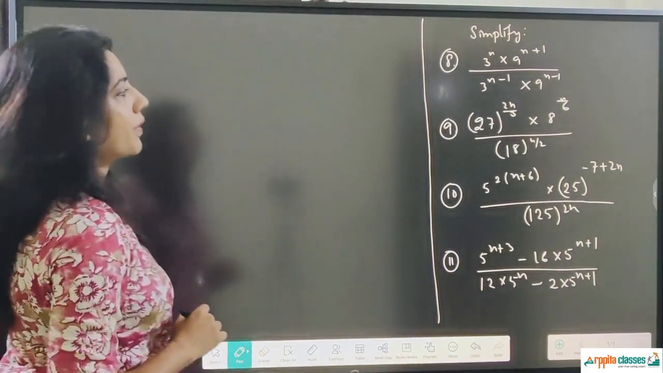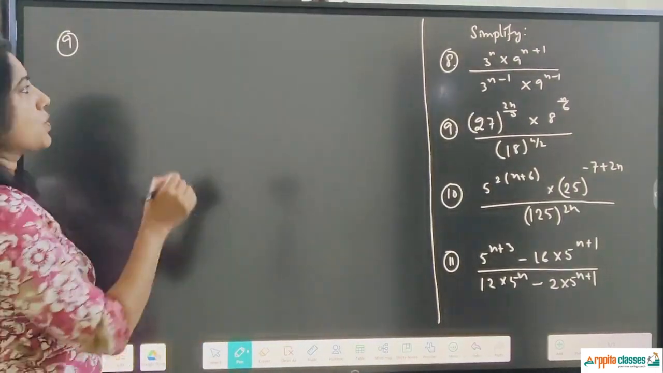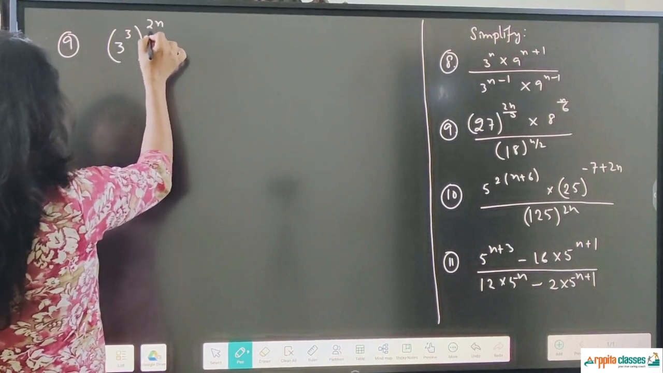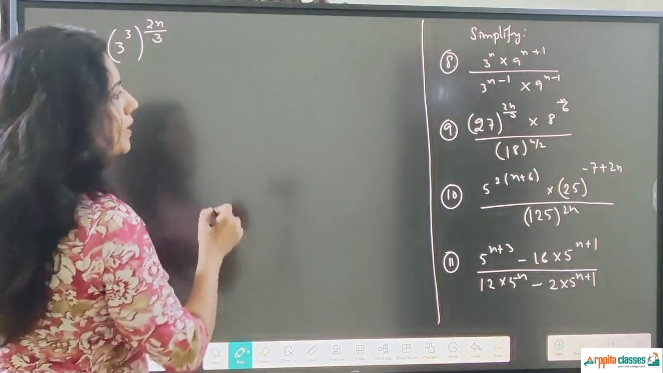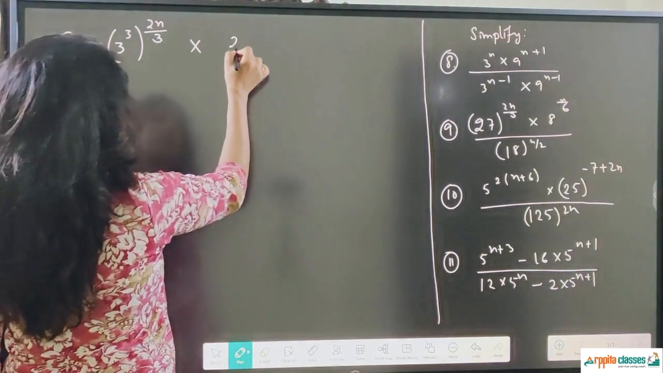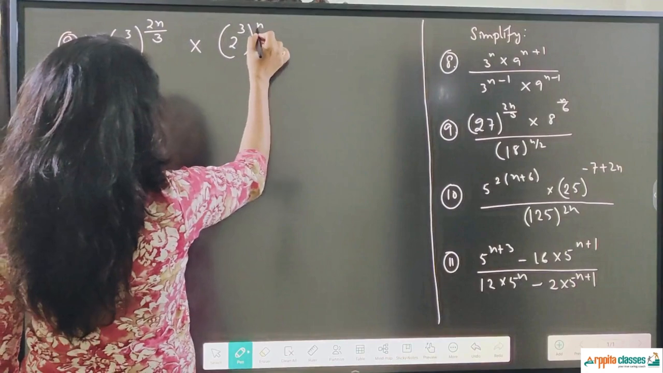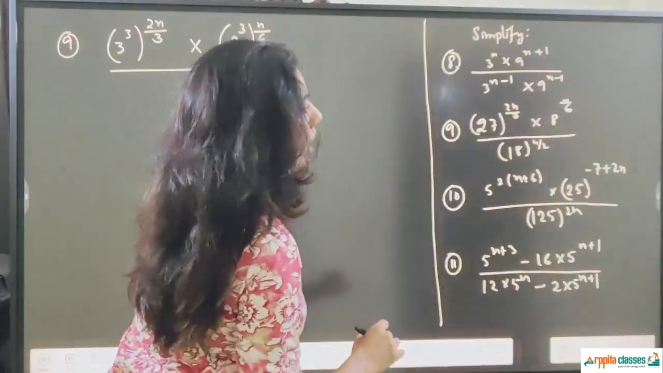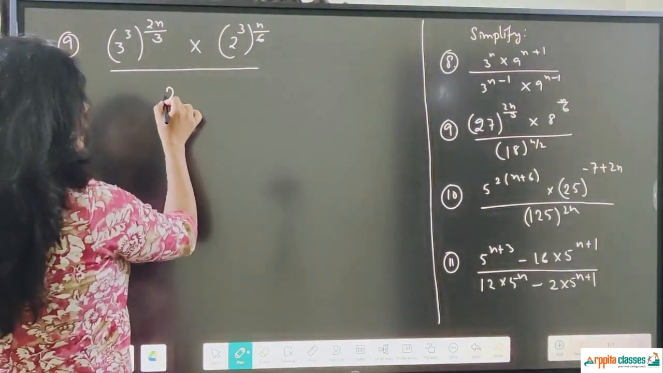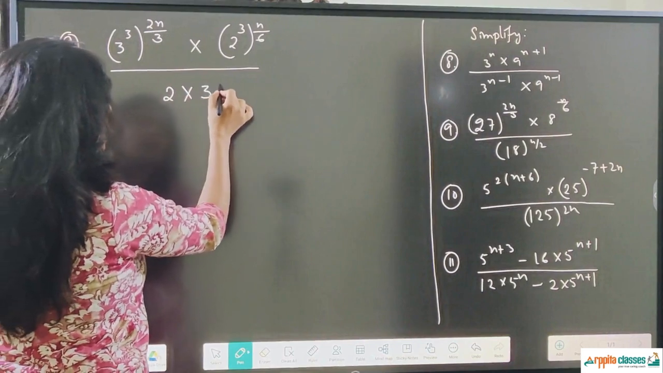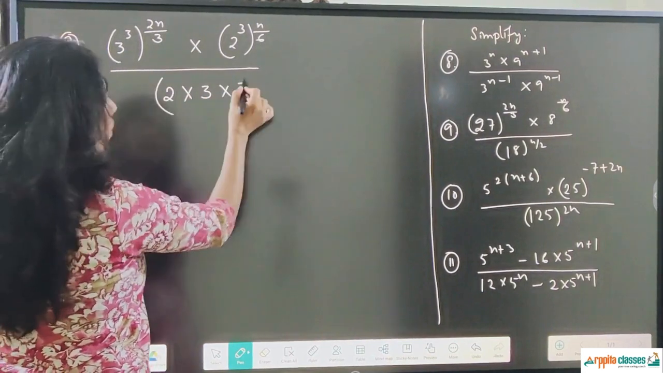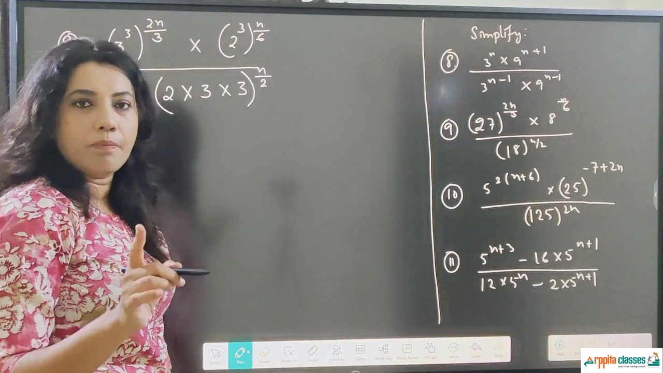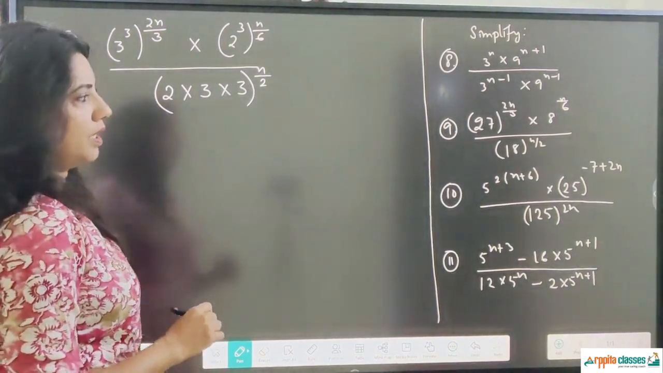The 9th question: 27 to the power 2n by 3. So 27 first of all can be written as 3 cube and that whole to the power 2n upon 3, into 8 to the power n upon 6. 8 can be written as 2 cube whole to the power n upon 6, divided by 18 to the power n upon 2. 18 can be written as 2 into 3 into 3 and that whole to the power n by 2 is there. I have just written the prime factors of 18, that is 2 into 3 into 3.